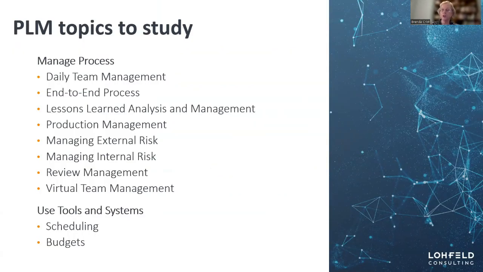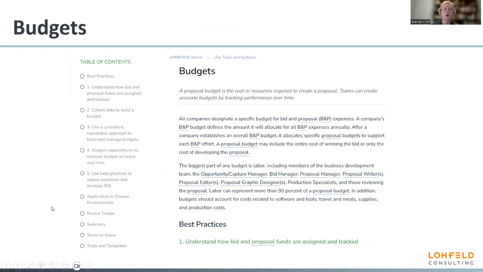First, there's 2 major topics here: managing the process and using the tools and systems. So under managing the process, you want to read about daily team management, end-to-end processes, lessons learned, production management, internal and external risk management, review management, and virtual team management. And under the systems and tools competency, you want to learn a lot about scheduling and budgeting. So if you were to read on about budgets, here's where you'd find it in the BOK. So you really want to make sure, once again, you read all these sections once, twice, and take notes.